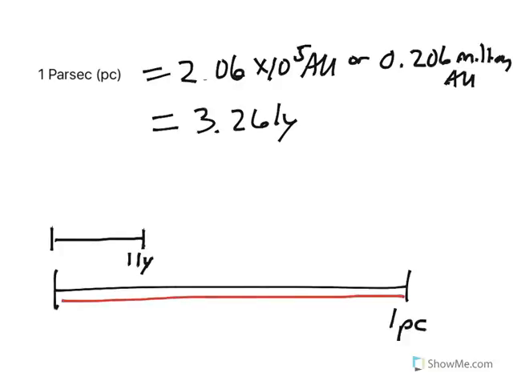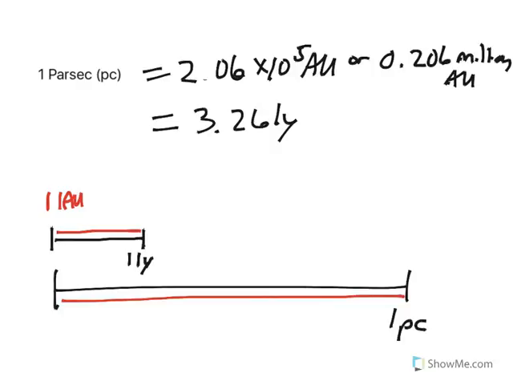So if we look at this as the length of a parsec, then this is the equivalent length of a light year. So it's much shorter than a parsec. And if I were to compare an astronomical unit, it would be less than the width of that red line. So 1 astronomical unit is very, very small.